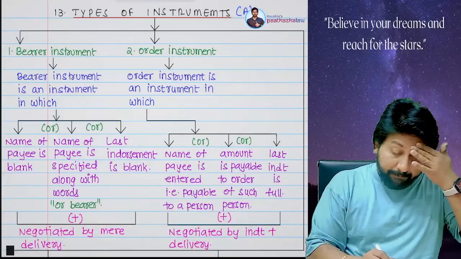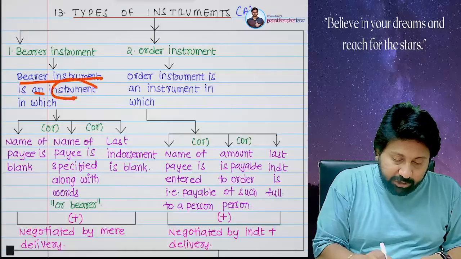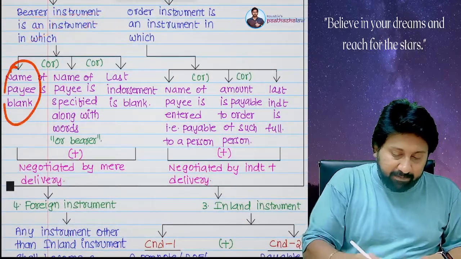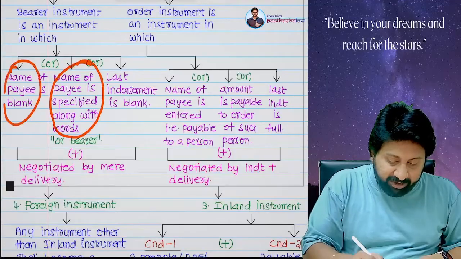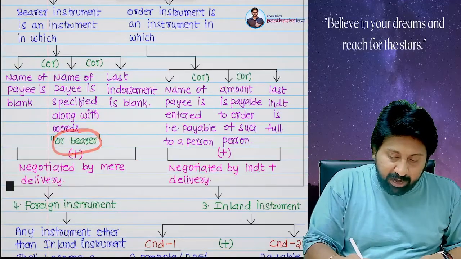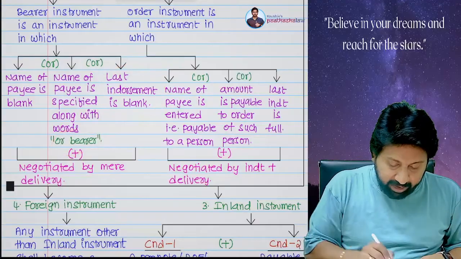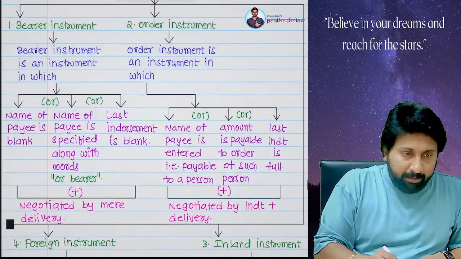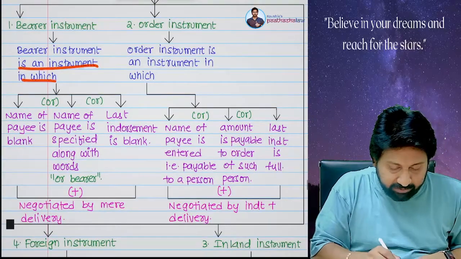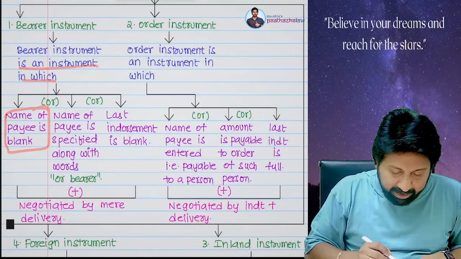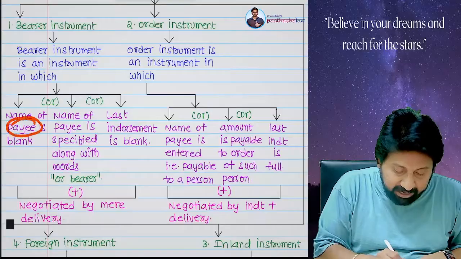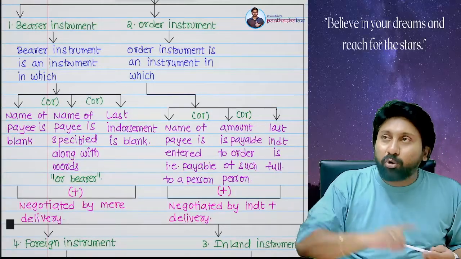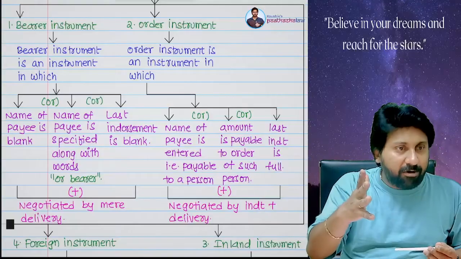Bearer instrument. A bearer instrument is an instrument in which the name of the payee is blank, or the name of the payee is specified along with the words 'or bearer', and the last endorsement is blank, and it is negotiated by mere delivery. Sir, what is this? See here. A bearer instrument is an instrument in which the name of the payee is blank. What do you mean by the name of the payee is blank? To whom you are going to pay, that name will not be there.